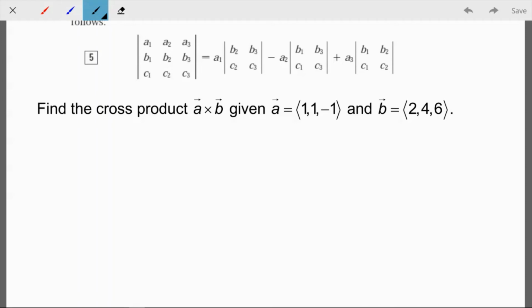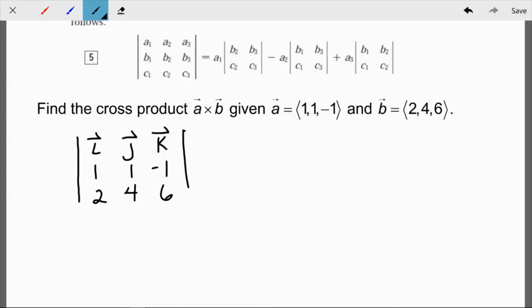So my determinant is going to be set up like this. In my first row, I'm going to put i, j, k, so my unit direction vectors. Then my second row is going to be my first vector, vector A, and my third row is going to be vector B. So this would be vector A cross vector B.